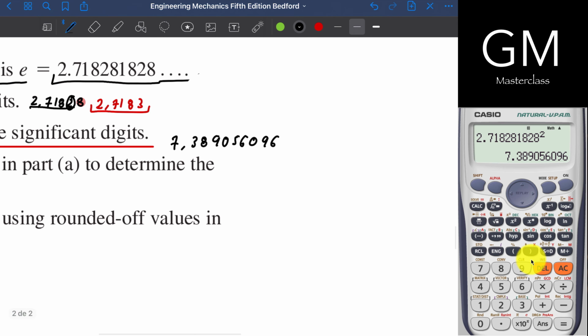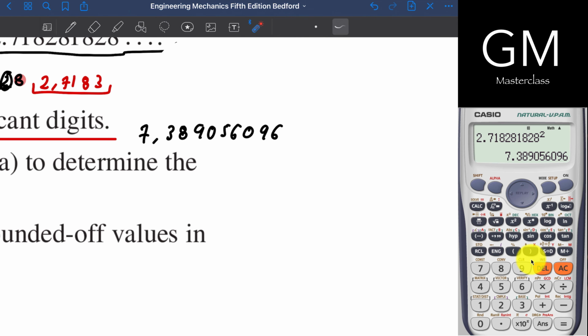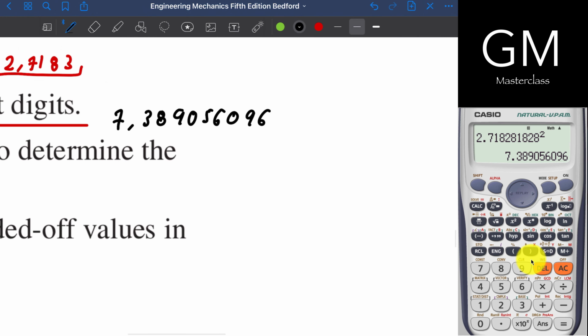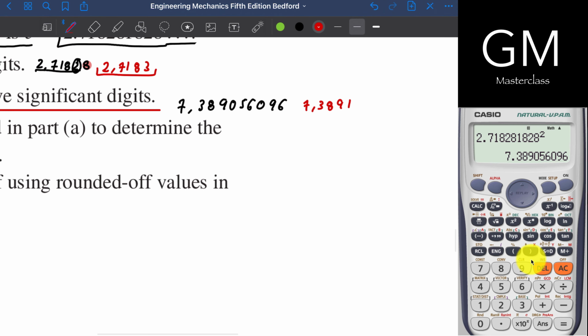And then we are going to have to do the same with this amount of digits. Because we have a 0 but we have a 5, we have to approximate that 0 to the next number, the number that follows. So the answer is 7.3891. That is the answer.